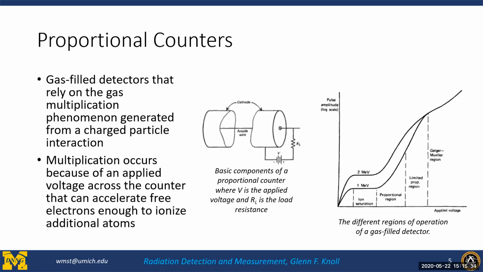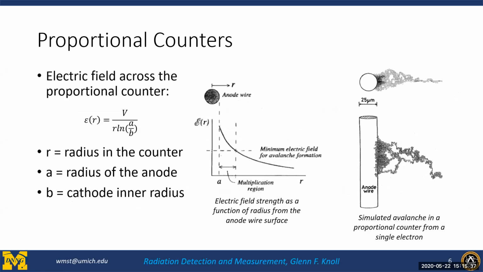So looking at this in a bit more detail, here is a visualization of the electric field in the proportional counter, where we can have a particle interact with this, and the electrons, which are going to go towards the anode, begin to move towards the anode. And as they're moving through the electric field, they're picking up energy, and there's some region around the anode wire where this multiplication effect begins to happen.